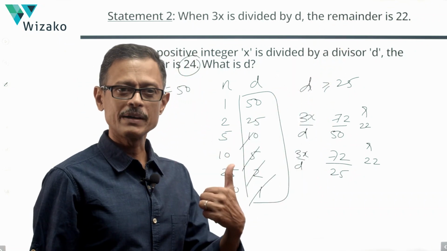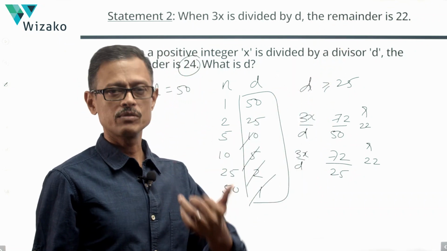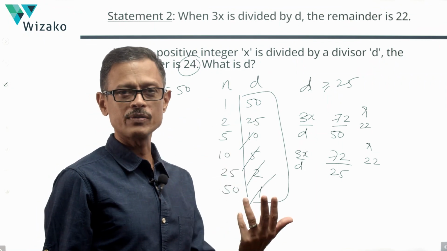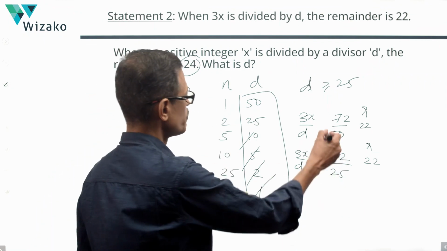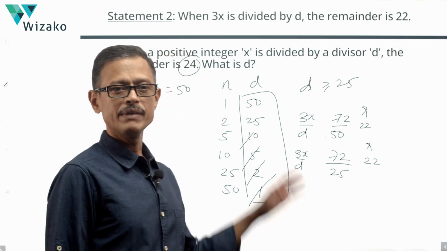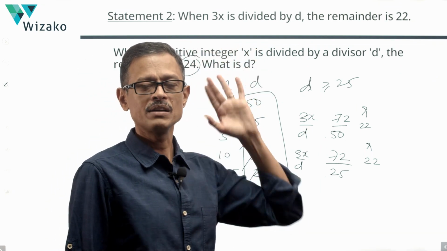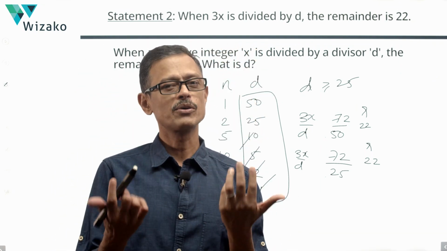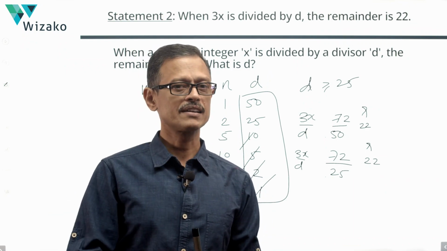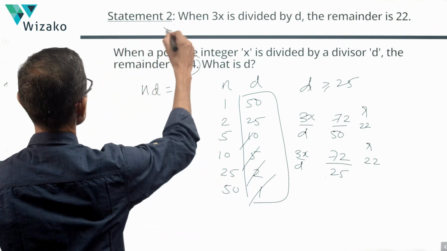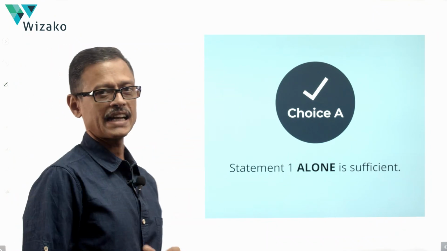When x is divided by 25, can the remainder be 24? Certainly possible, because the remainder 24 is a number lesser than 25. So both values of divisors make the information given in the question stem and that given in statement 2 hold good. So we don't have a unique value for the remainder. Statement 2 alone is not sufficient. 1 is sufficient. Choice A is the correct answer to the question.